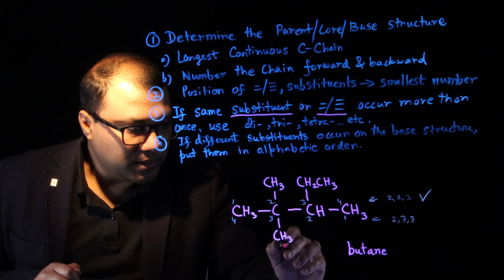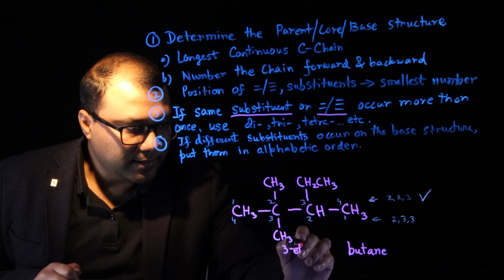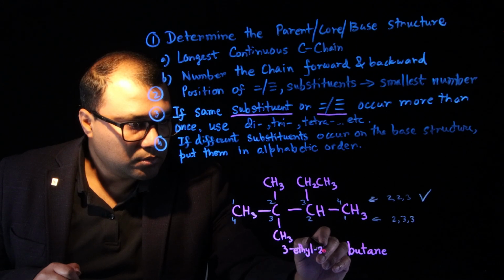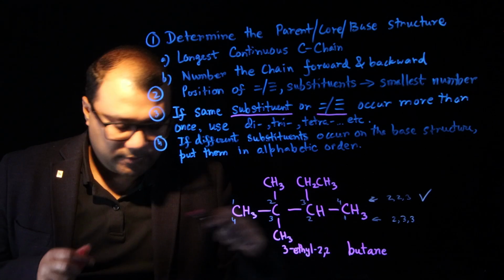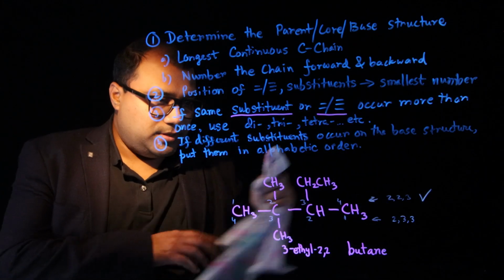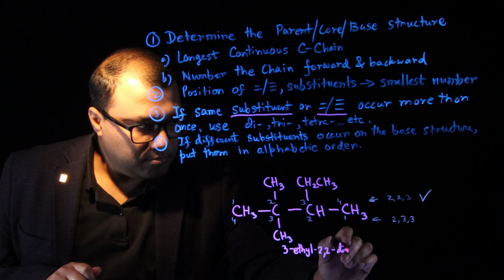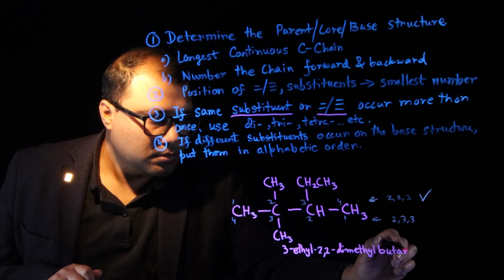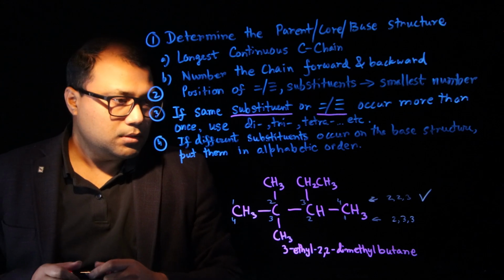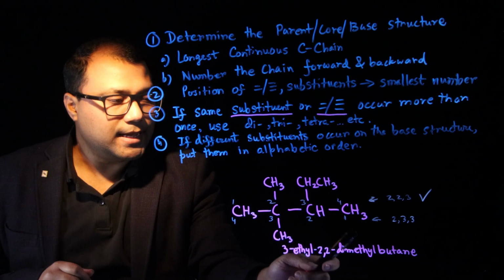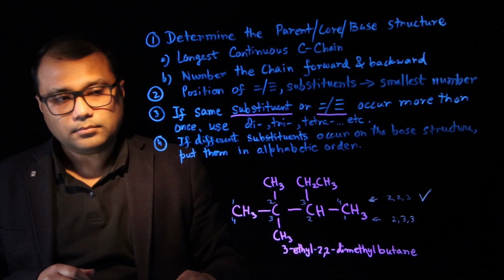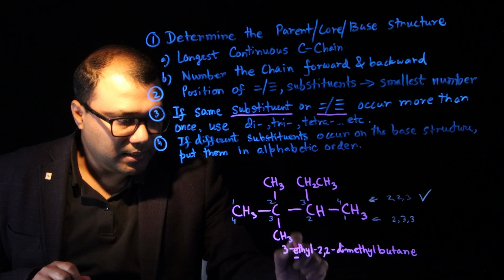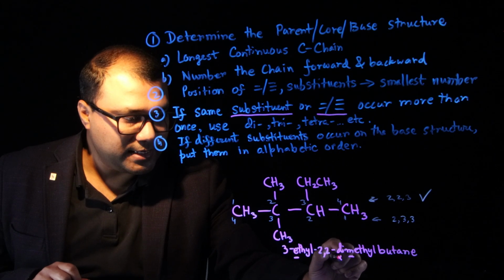So which means this will be 3-ethyl, dash, 2, 2. I don't have enough space here, so let me fix this. Dimethyl butane. So 3-ethyl, 2,2-dimethyl butane. Okay. So what I'm illustrating here is when we do the alphabetic order, we just consider the E of ethyl and M of methyl, not the D of dimethyl.